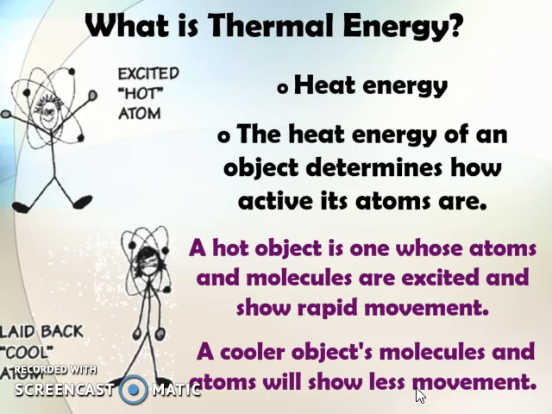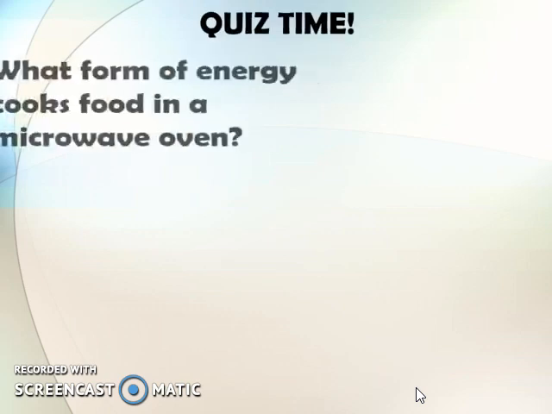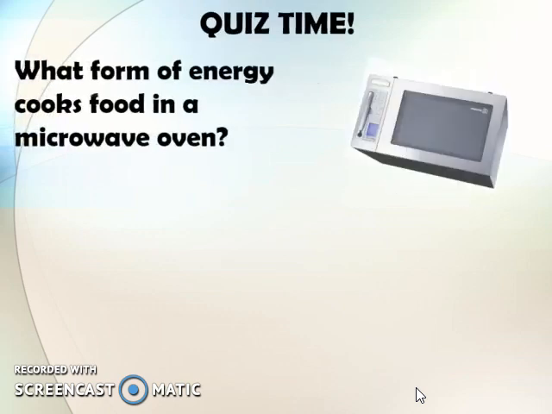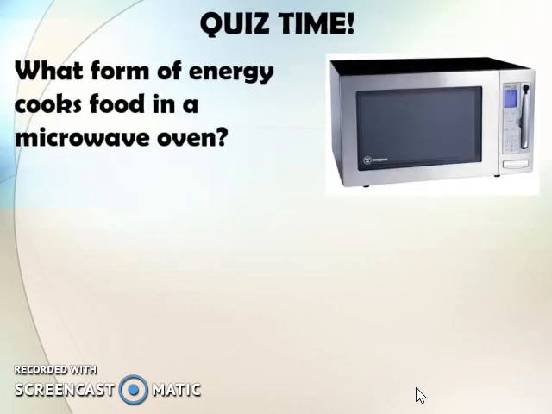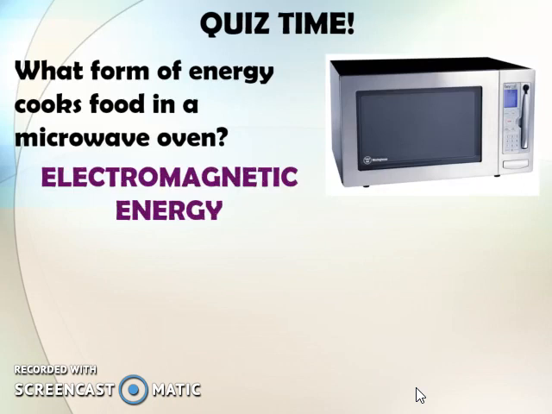Okay, now let's talk about all these different types of energy and do a little quiz here. So quiz yourself. Okay, what form of energy cooks food in a microwave oven? That would be electromagnetic energy, because that's one of those different forms of light energy. And electromagnetic waves was one of the ones that we had listed on there.